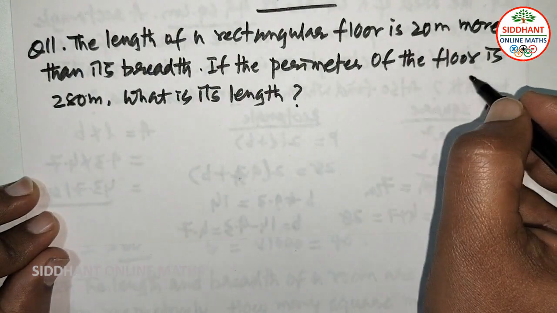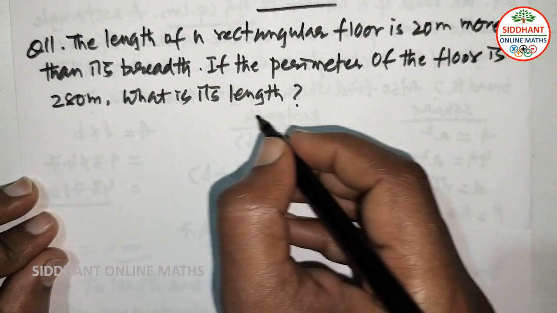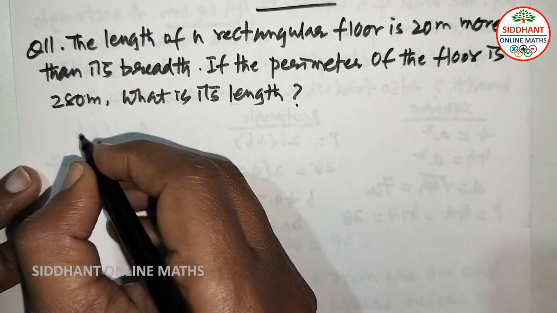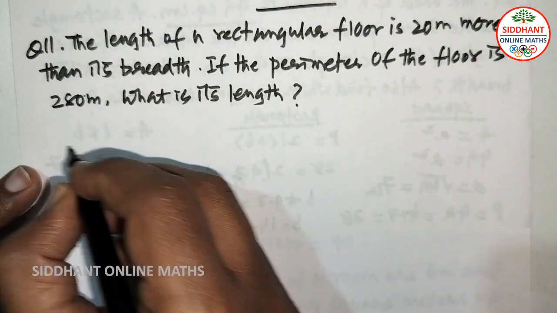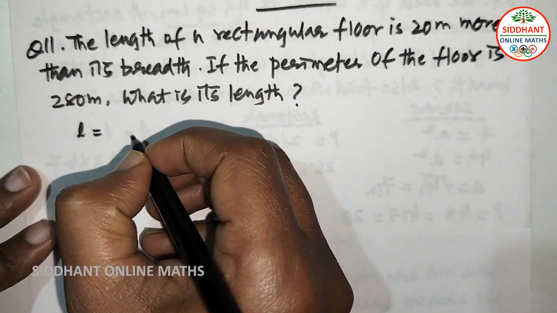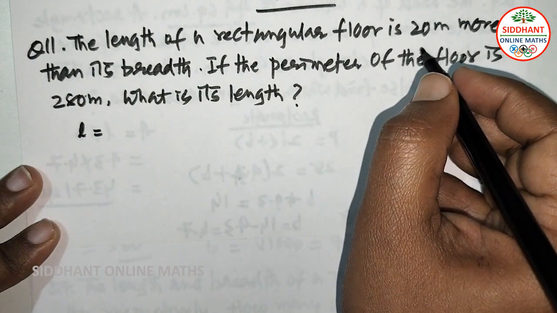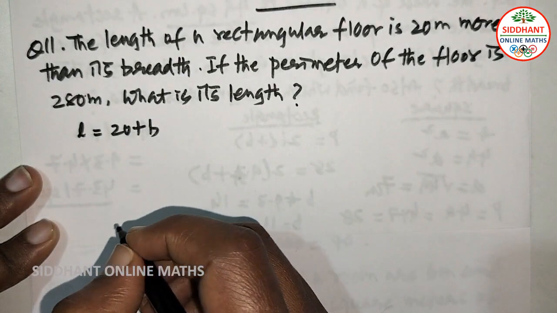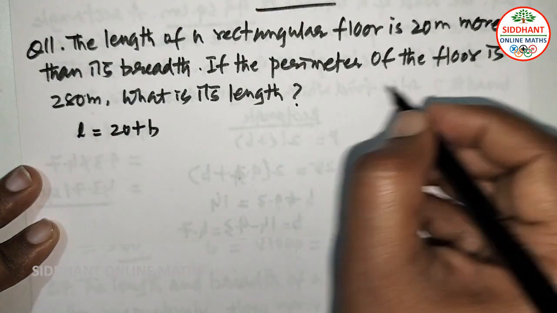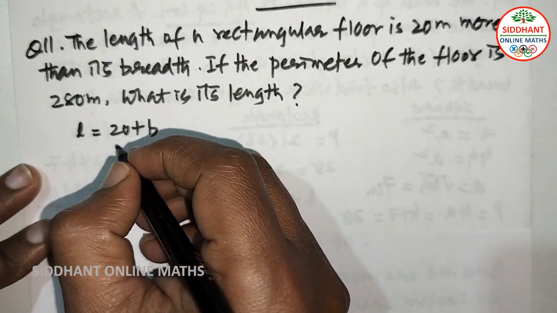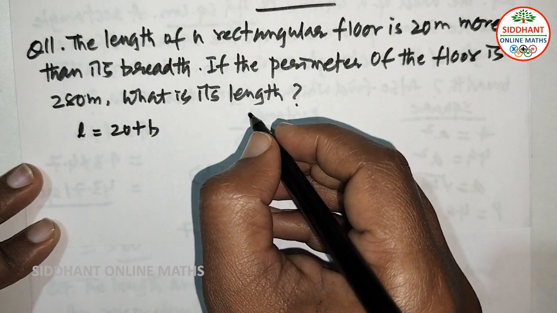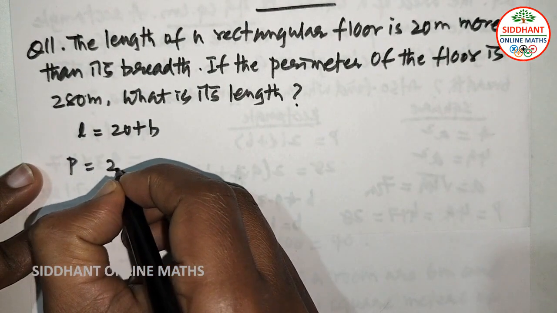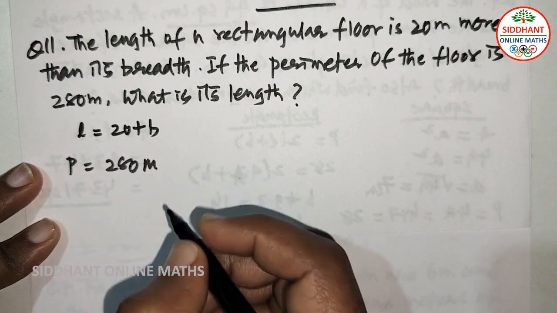If the perimeter of the floor is 280 meters, what is its length? So here the given data is length is equal to 20 more than the breadth, that means 20 plus b. And the perimeter of the floor is given as 280 meters, and we are going to find out the length. So perimeter is equal to 280 meters.